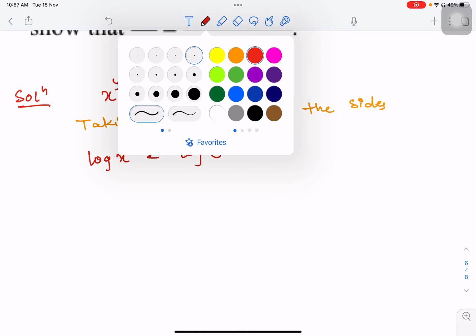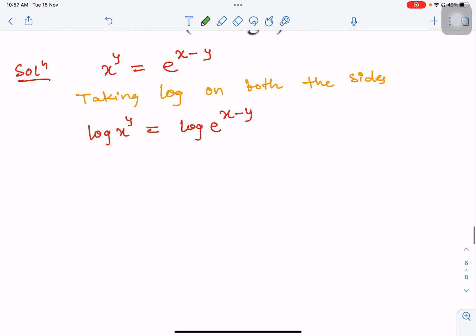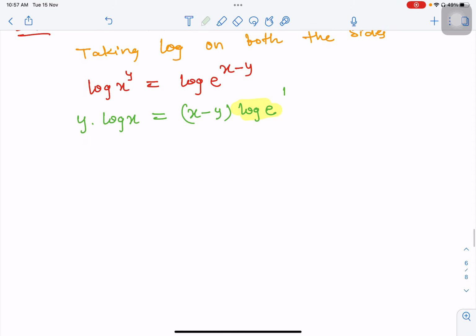Now we know the property of log. I have written it multiple times. y will come down. It will become y times log x equals to x minus 1 times log e. Right? And अपने को पता है log e का वैल्यू क्या होता है? 1. Log e is 1, right? So in place of log e we can write 1. So finally we will have what?